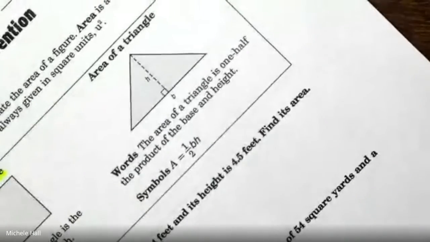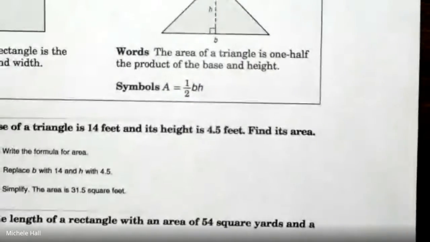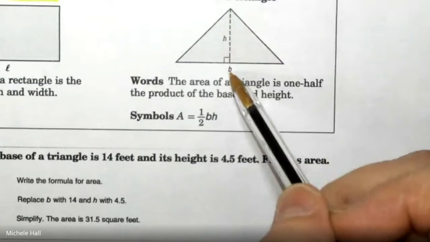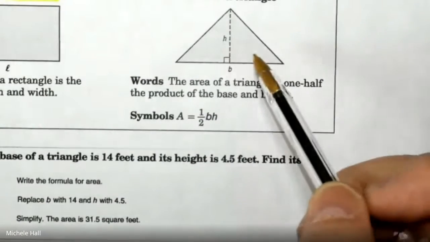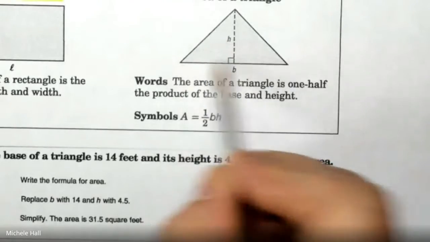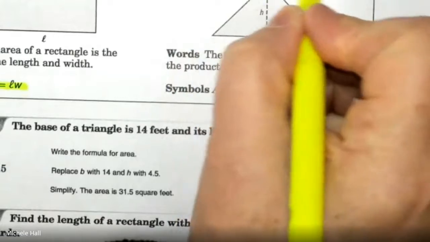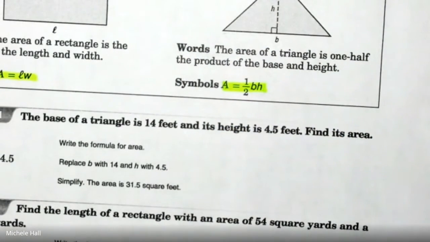It would be a square, right? But it's been cut in half. Height always has to be that perpendicular height, straight up and down, 90-degree angle. That's how you always know what the H is going to be, and the base will always be the bottom. And so we see that area of a triangle then is 1/2 base times height. We're cutting it in half, but we're still going to multiply side times side.